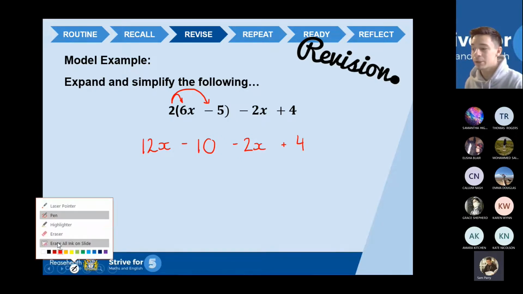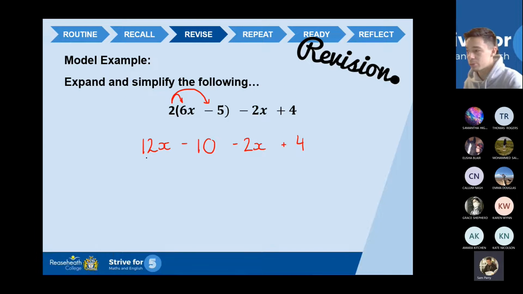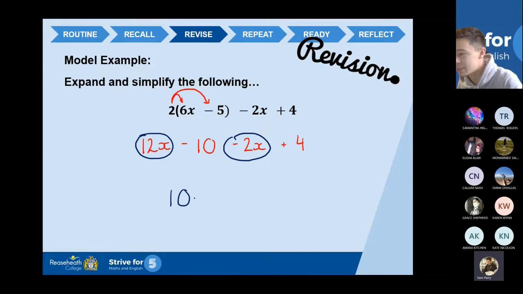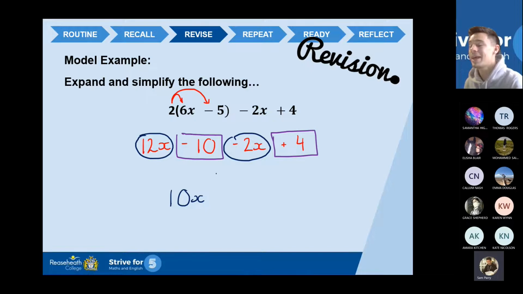Now what do I do? Well, I group them together. So let's change the colour of my pen here. So I've got 12x minus 2x. You notice, guys, once again, I'm including the symbol to the left. 12 take away 2 is 10, so it's going to be 10x. And then the last little bit, we'll do it in purple. Minus 10, add 4. Well, that's going to be minus 6.